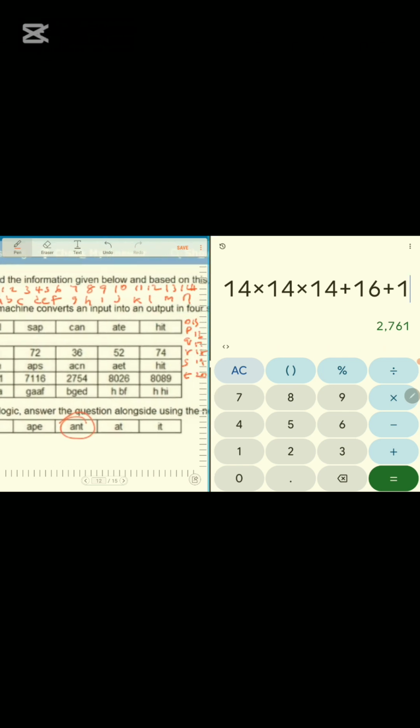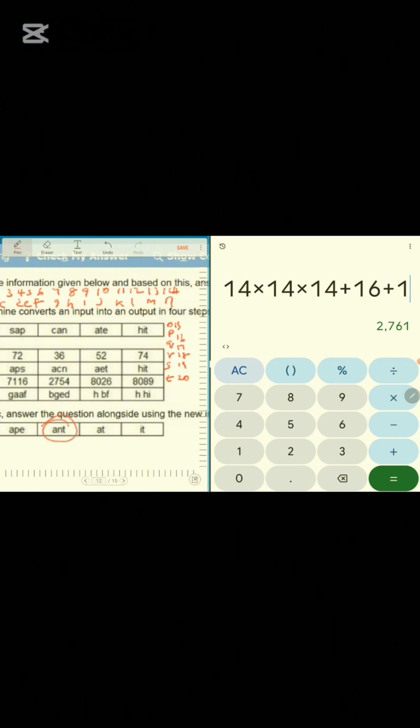Let me try another one. Let's say HIT. T is the 20th alphabet, so we do the same thing. 20 times 20 times 20 is 8,000. Plus the square of I. I is the 9th alphabet, 9 squared is 81. Then plus the last one, H, that's plus 8. That gives me 89. So we have decoded the pattern.